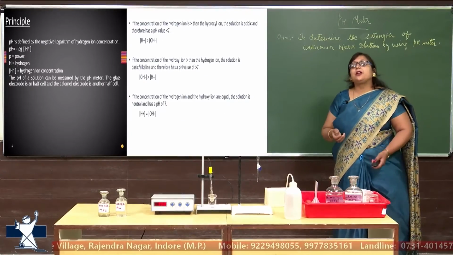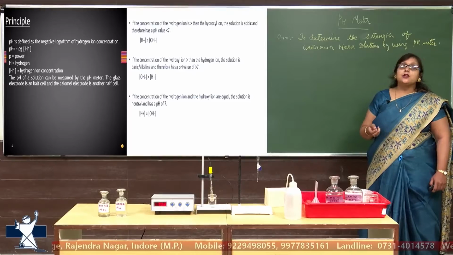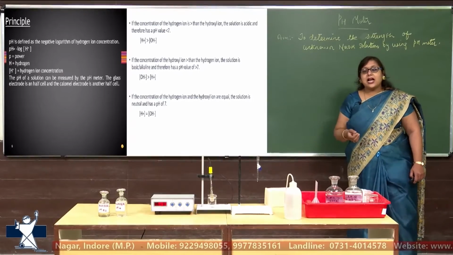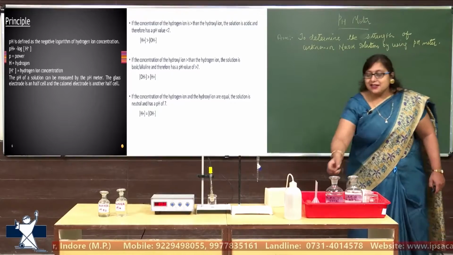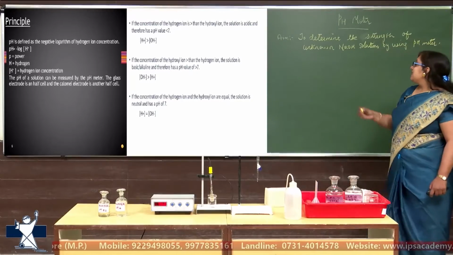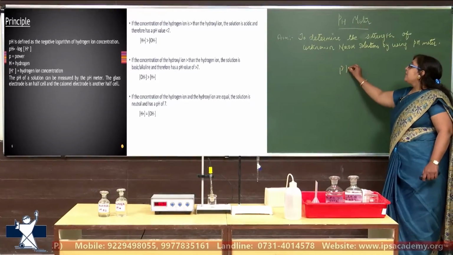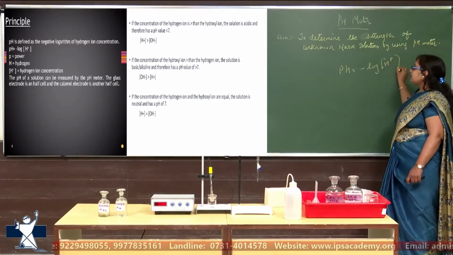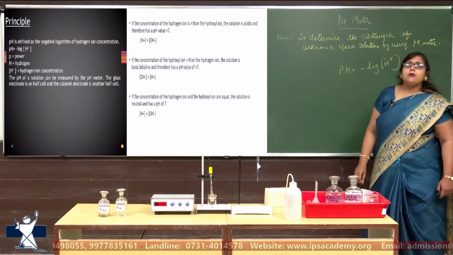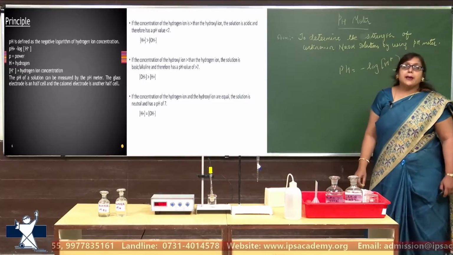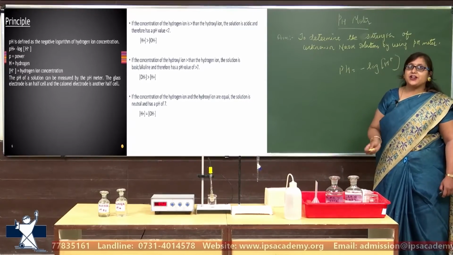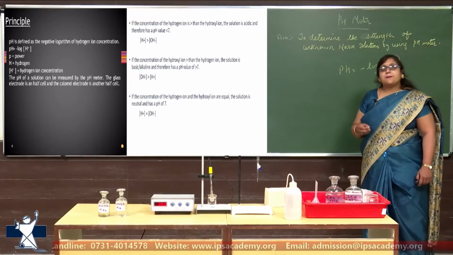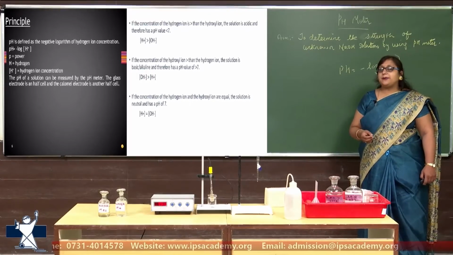Now, what is the principle on which this pH meter is based? Basically, pH is defined as the negative logarithm of the hydrogen ion concentration, that is, pH is equal to minus log H+. This is the formula on which the pH meter is based, where P is the power, H is hydrogen, and H+ is the hydrogen ion concentration. So, the pH of the solution can be measured by the pH meter.